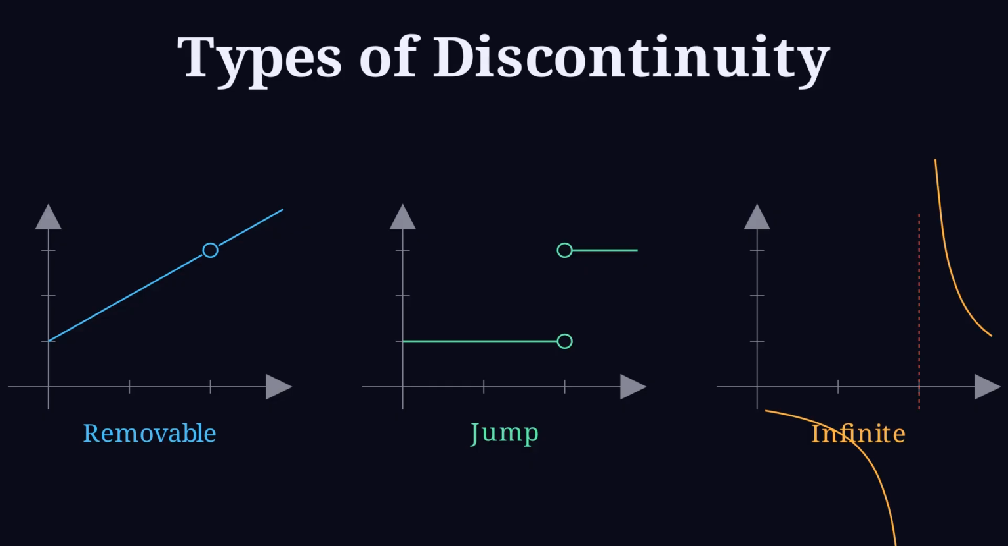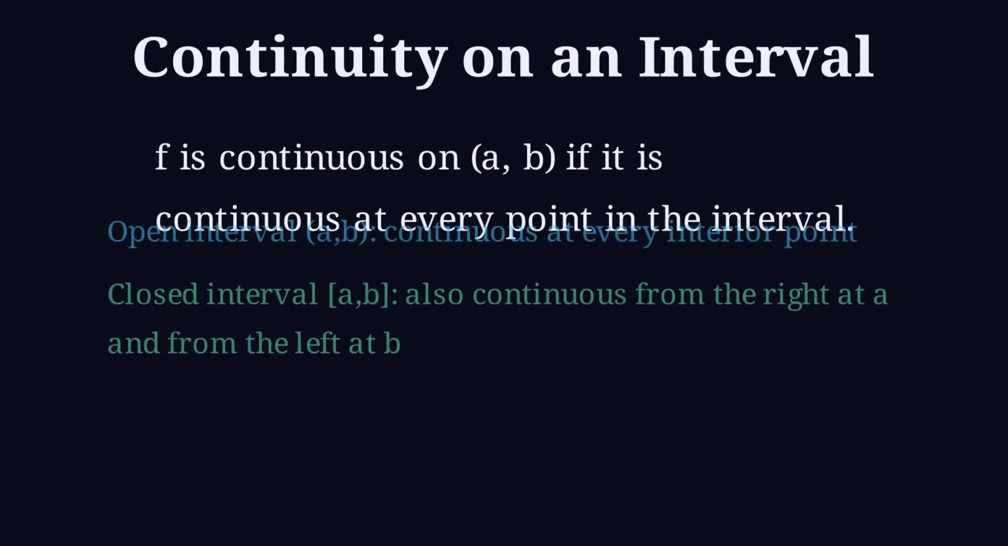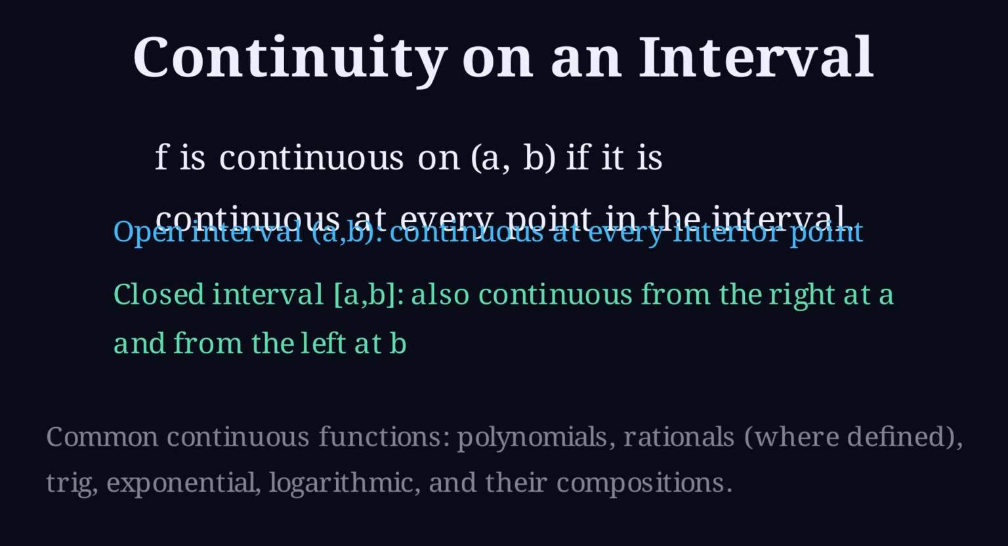Think of it informally as you can draw the graph through x equals a without lifting your pencil. If any one of the 3 conditions fails, the function is discontinuous at a. There are 3 main types of discontinuity. A removable discontinuity, also called a hole, occurs when the limit exists, but either the function is not defined there or it has the wrong value. You could fix it by redefining f at that single point.